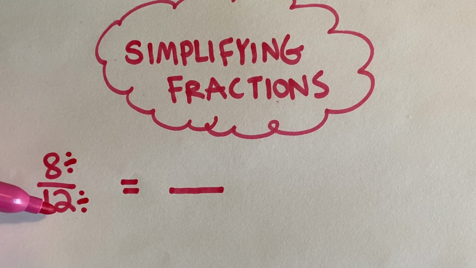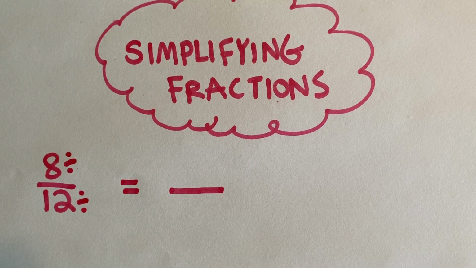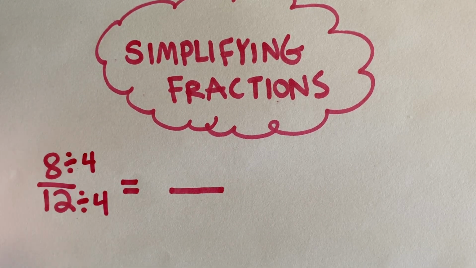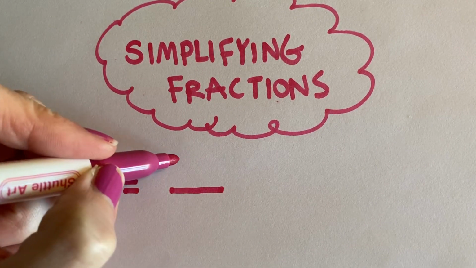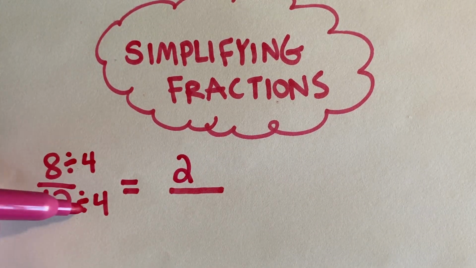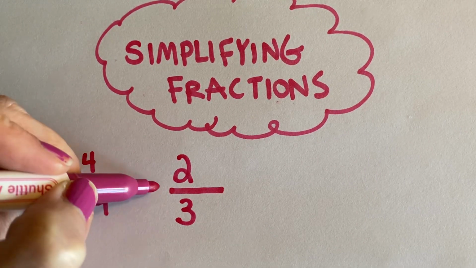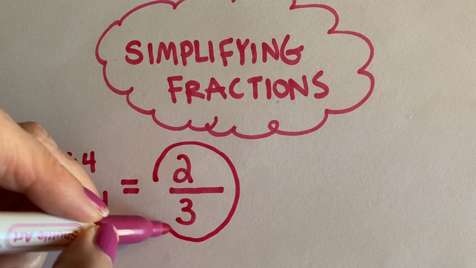They're both even, so they could both be divided by 2. But if I go a little bit higher than that, I'm noticing that I could divide both of them by 4. So 8 divided by 4 is going to be 2, and 12 divided by 4 is going to be 3. And so the simplified and equivalent version of 8/12 is going to be 2/3.